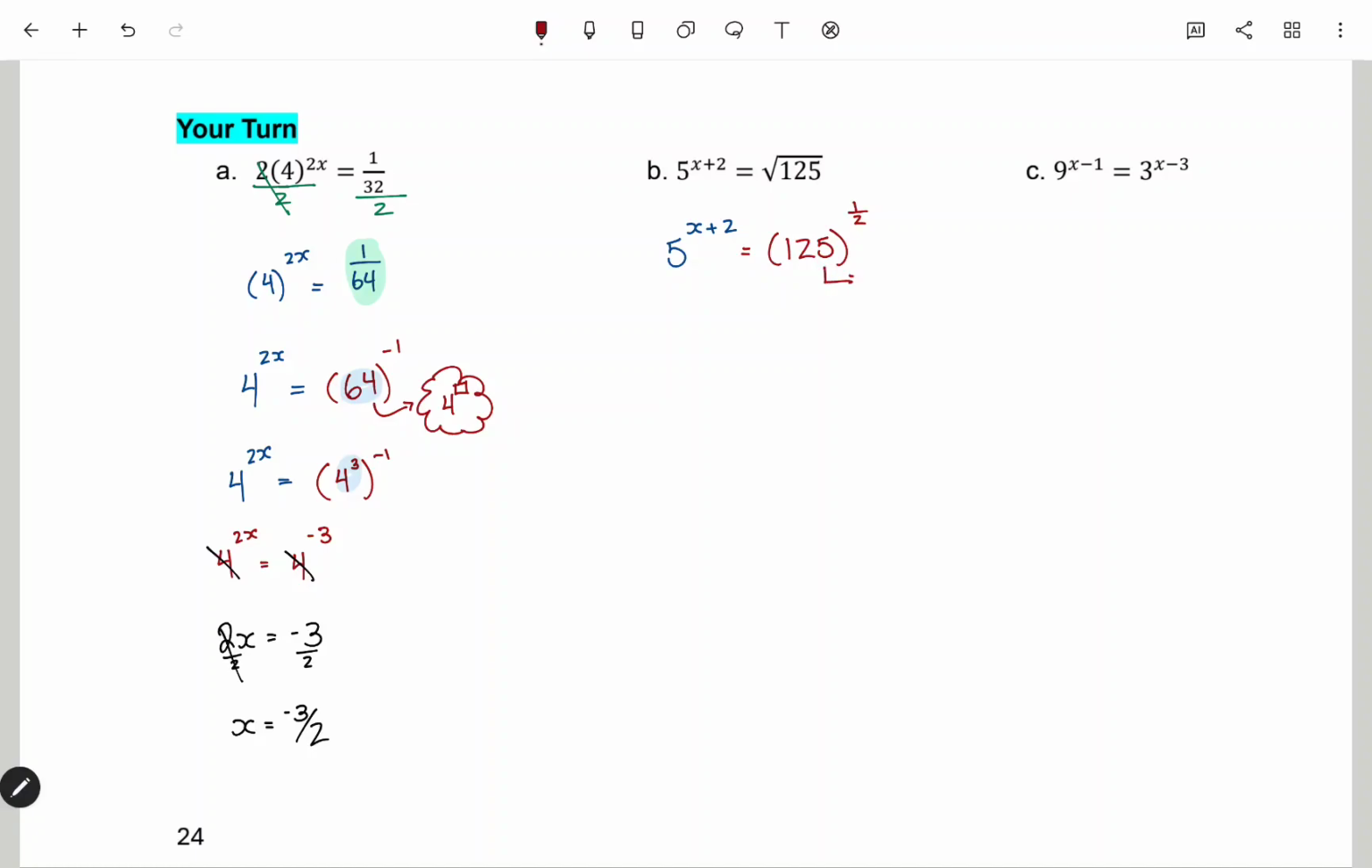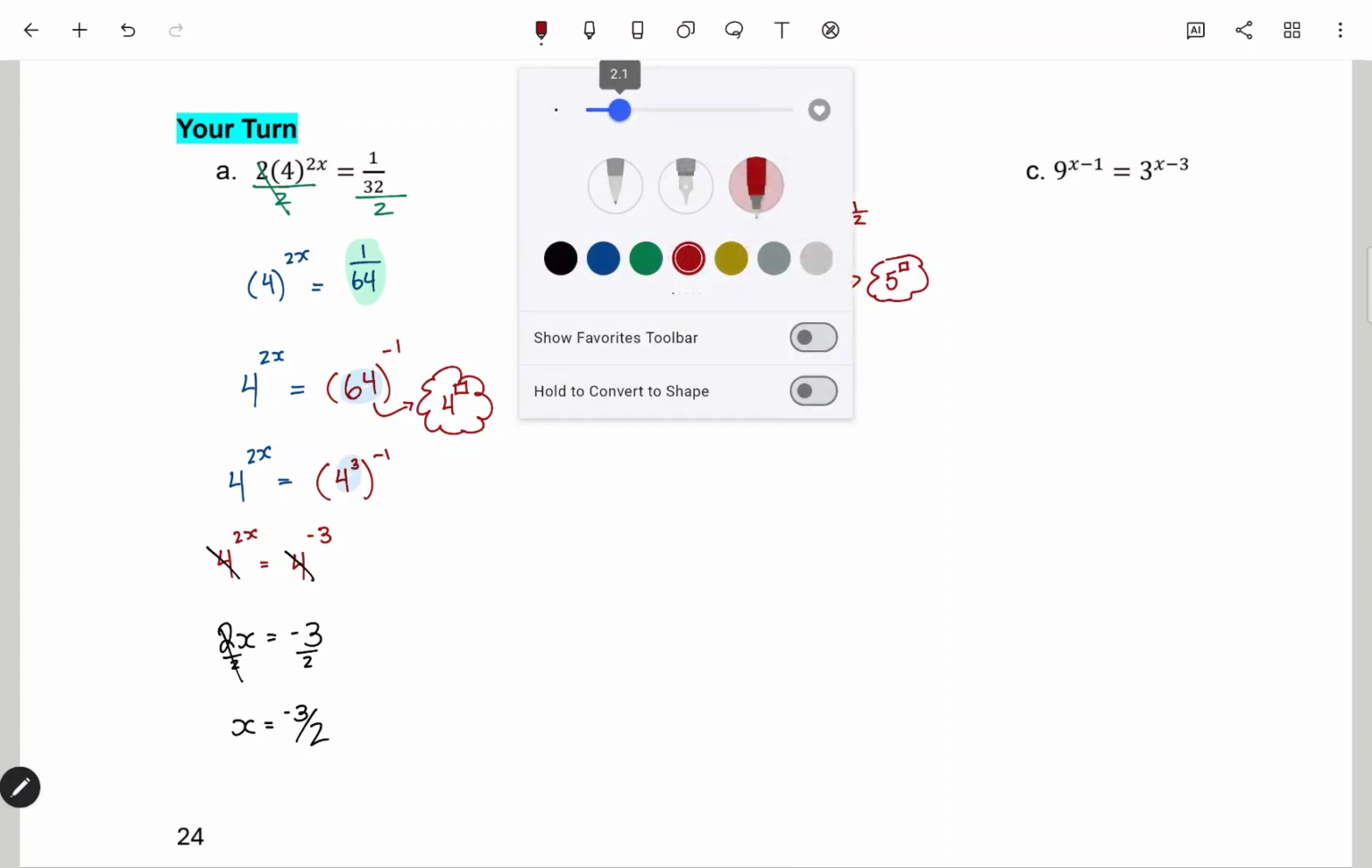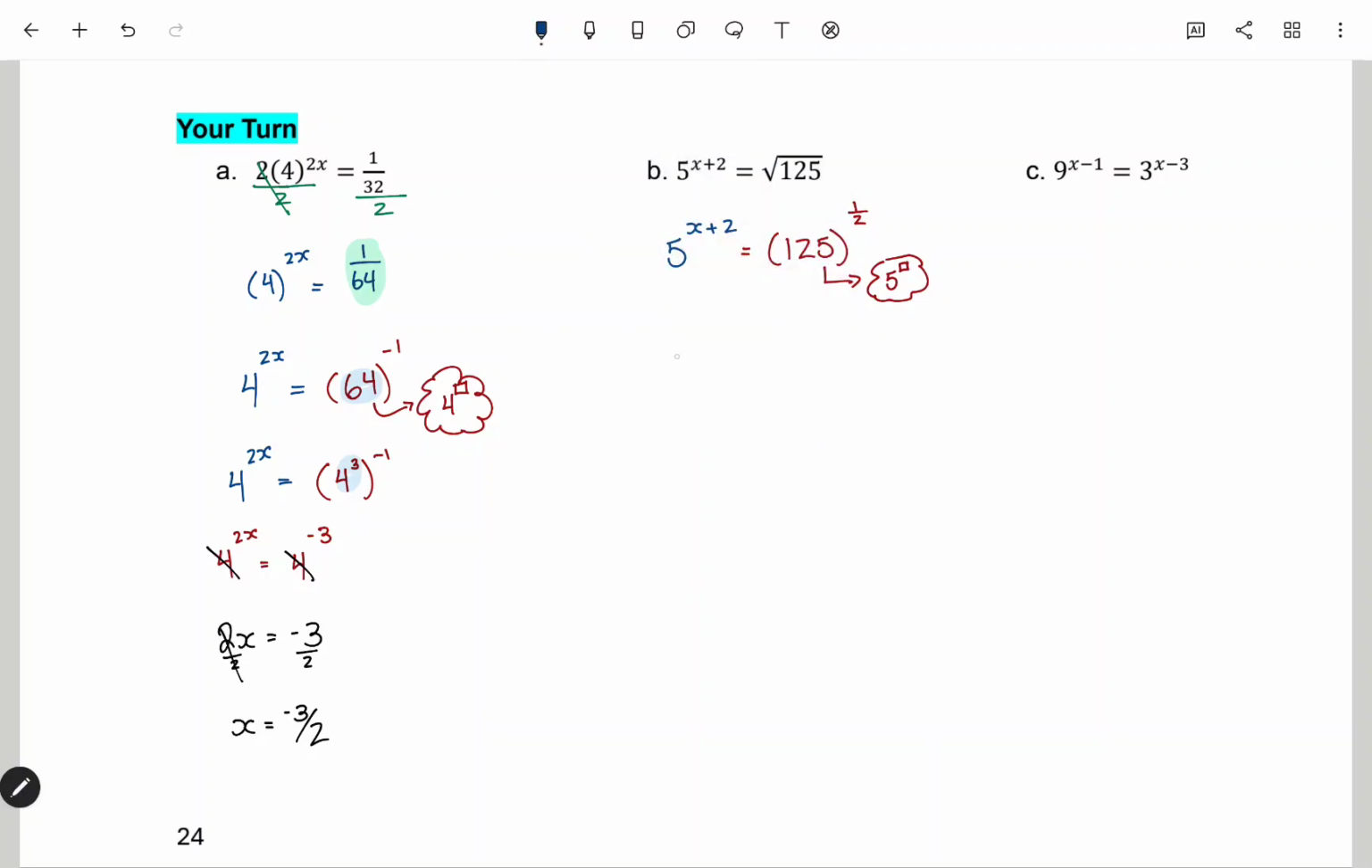All right, so then we have to ask ourselves, 5 to the power of what is 125? Well, 5 times 5 is 25, times 5 again is 125. So we're going to have 5 to the x plus 2 is going to equal 125, which can be rewritten as 5 cubed to the power of 1/2. So again, all I did was rewrite that 125.